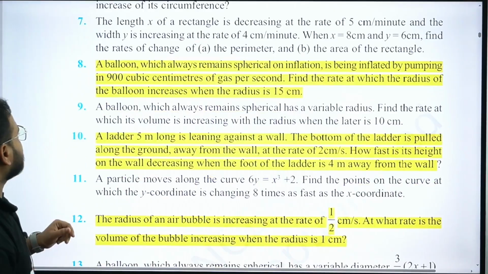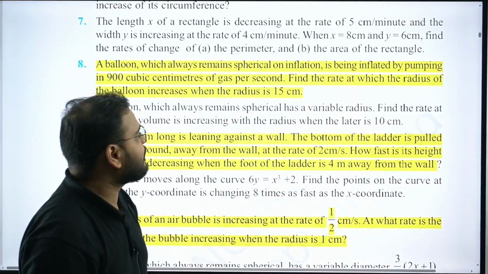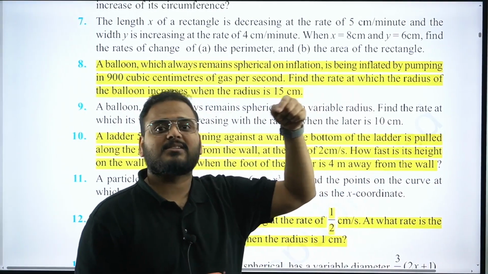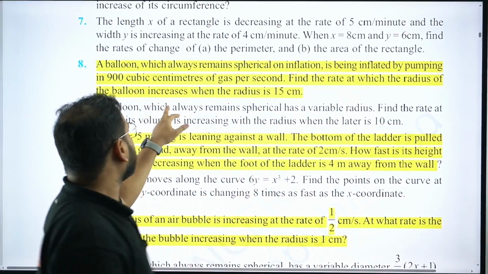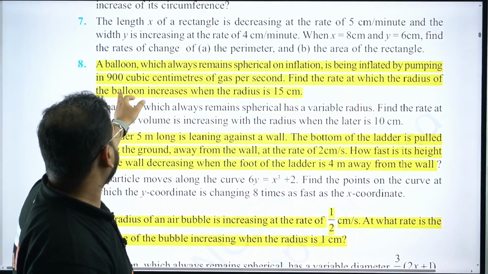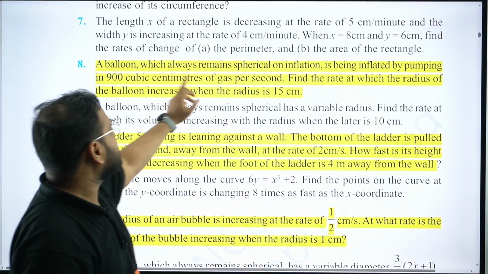Okay, 8, 10. A balloon which always remains spherical on inflation is being inflated by pumping. Spherical means you have volume, right? So 4 by 3 pi r cube. Spherical, okay. Find the rate at which the radius of the balloon is increasing. They've given here 15 centimeters is the radius, okay? They've given the change in the volume also. dV by dt they've given: 900 centimeter cube per second.